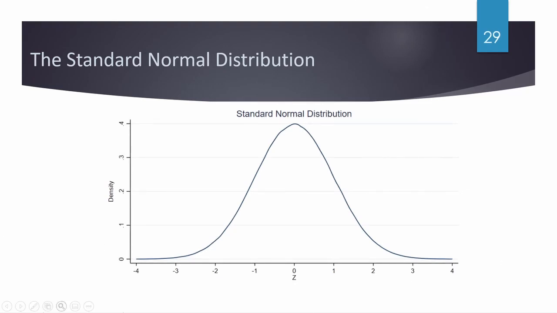This is our standard normal distribution. Again, we're going to delineate this with the variable z. It's going to be at a mean 0, and all of our values are going to be written in terms of standard deviations away from 0.